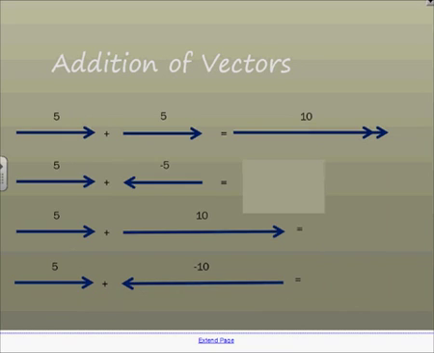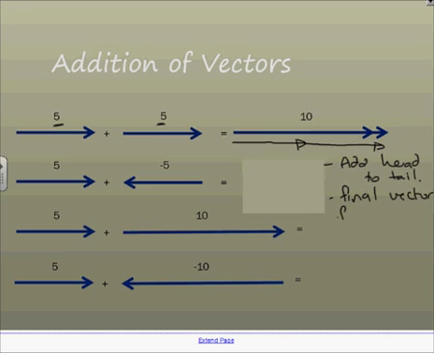Let's have a look at some simple addition of vectors, so some mathematics. What you can see here is we've added two 5 vectors, both going the same direction. We add the two together and we get 10. Now how do you actually do it? Well, you add vectors head to tail. You always add head to tail, and then the final vector goes from the initial tail to the last head. See there with the 10, I've added the two 5 vectors head to tail, and then the resultant goes from the very first tail to the very last head, and it's shown with a double arrow.